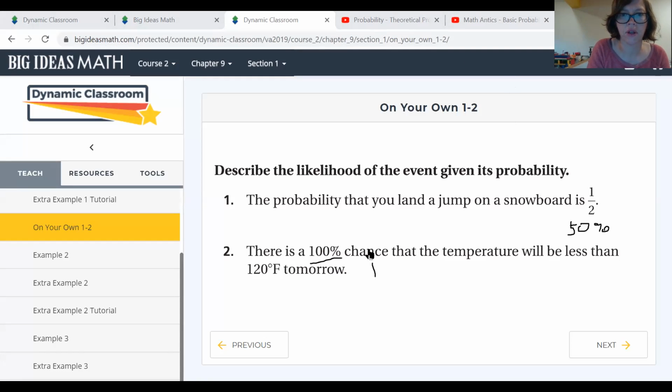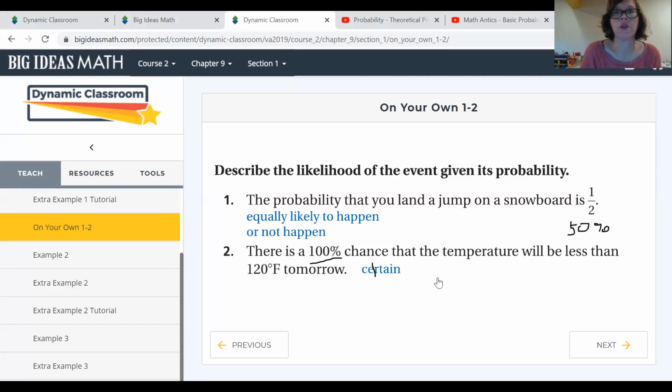All right, so for number 1, the probability that you land a jump on a snowboard is 1/2 or 50%. So that is equally likely to happen or not happen. And then for number 2, 100% chance would mean that it is certain. The likelihood of that event happening would be certain.